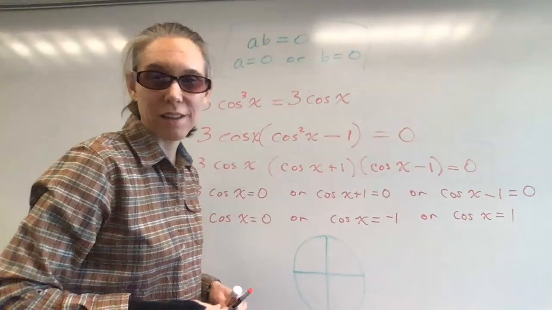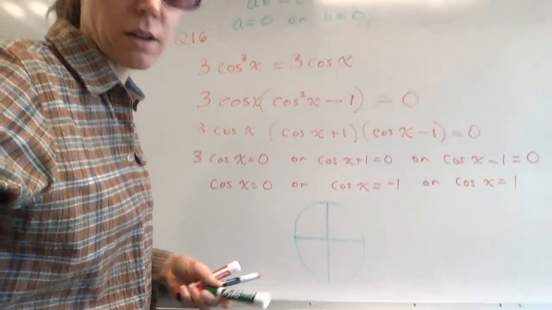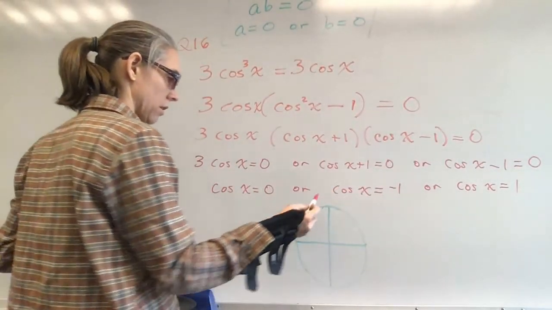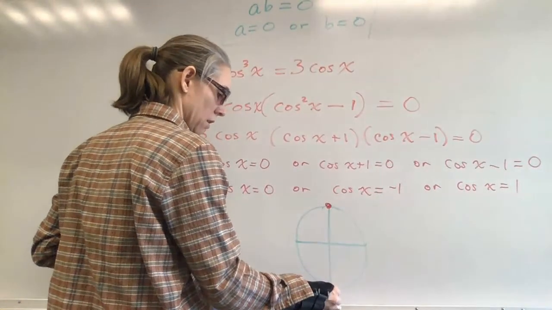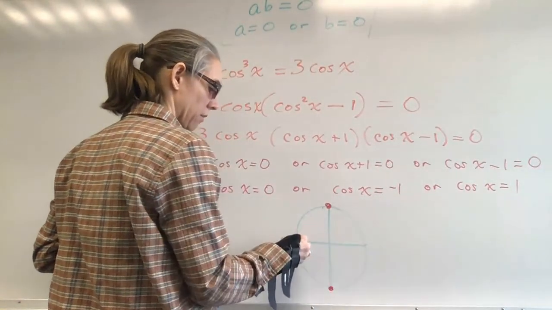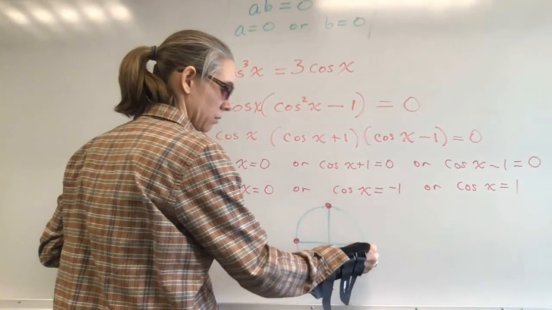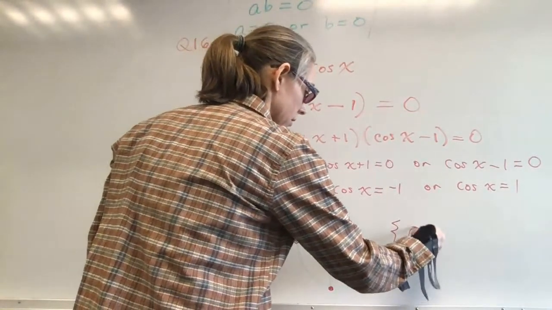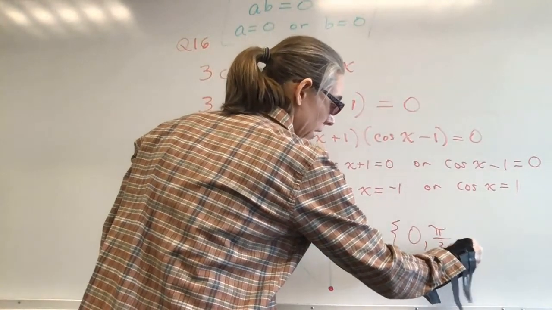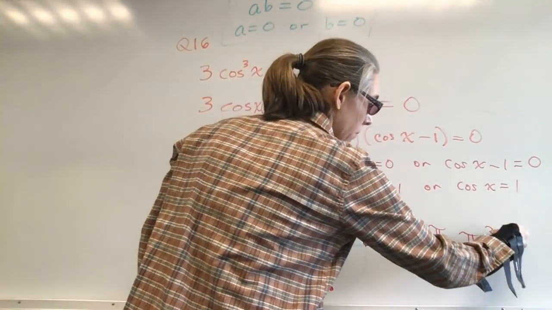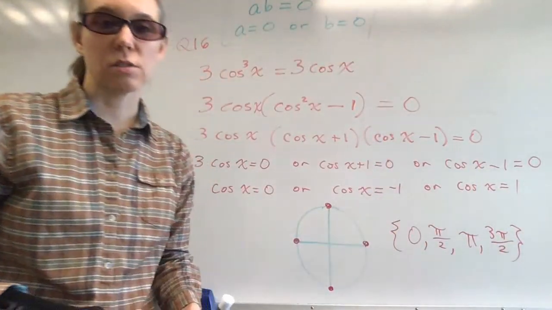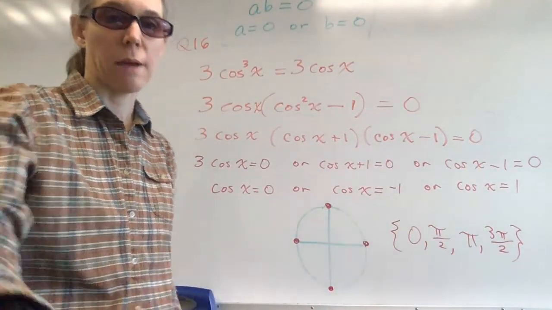And then you put dots everywhere that this is true. So we've got cosine is equal to 0 here, here, cosine is equal to -1 here, and cosine is equal to +1 here. And so my solutions are 0, pi halves, pi, and 3 pi halves, because I'm only solving from 0 to 2 pi.